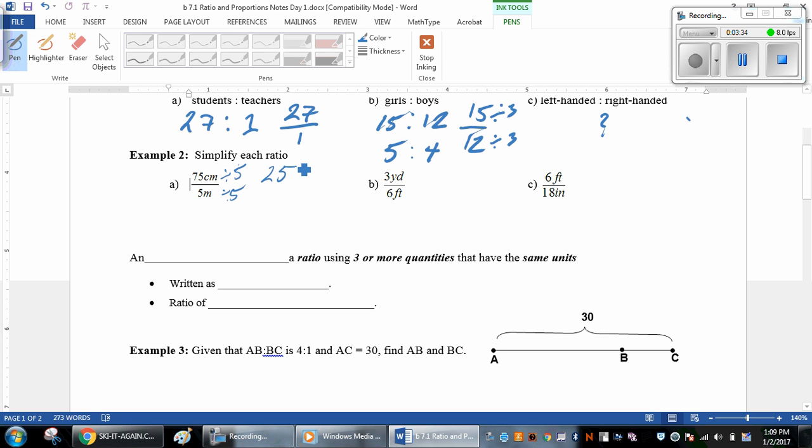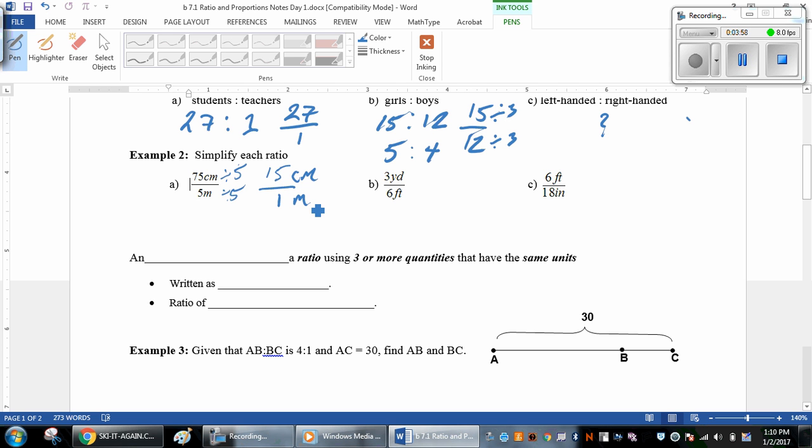Wait, that's not right. 75 divided by 5. 5 goes into 7 once, and then we have 15. That's better. So 75 divided by 5 is 15. So it's 15 centimeters for every 1 meter. And we'll write it like that.